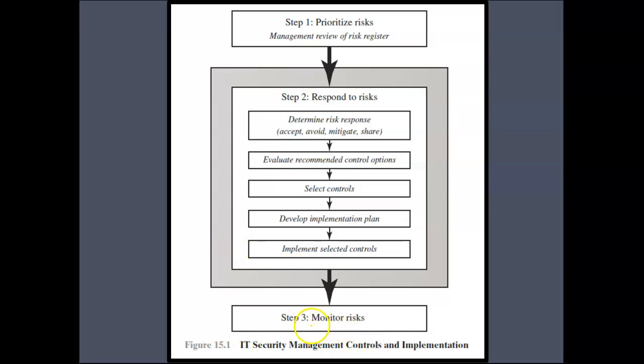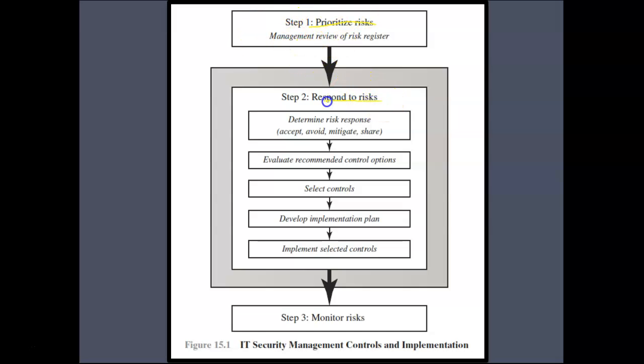IT security management controls and implementation. Okay, so we have 3 steps. The first one is prioritizing risk. We cannot prevent all risk. We have to prioritize risk: which need to be solved first, which are more important, which are less important. So we have to prioritize the risk.